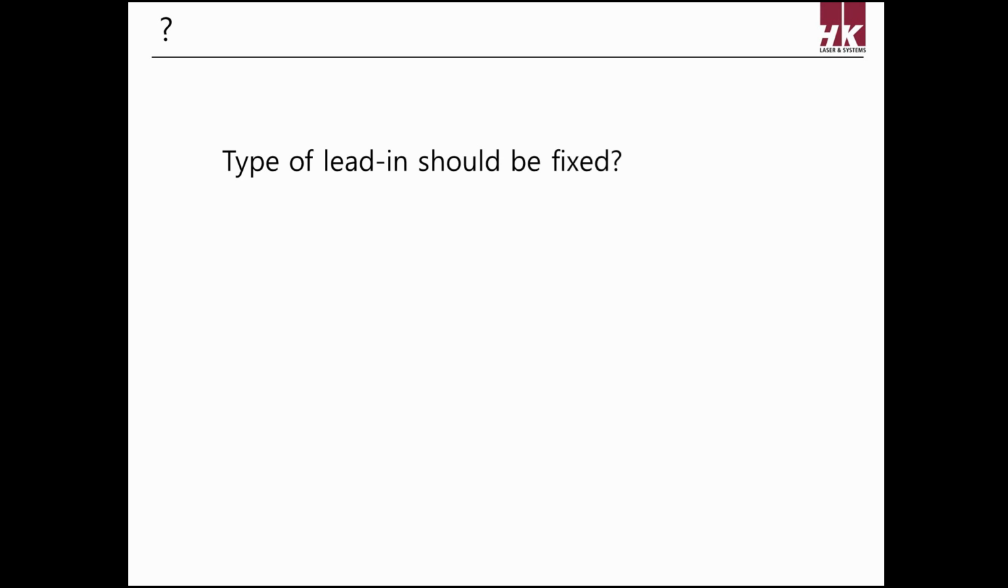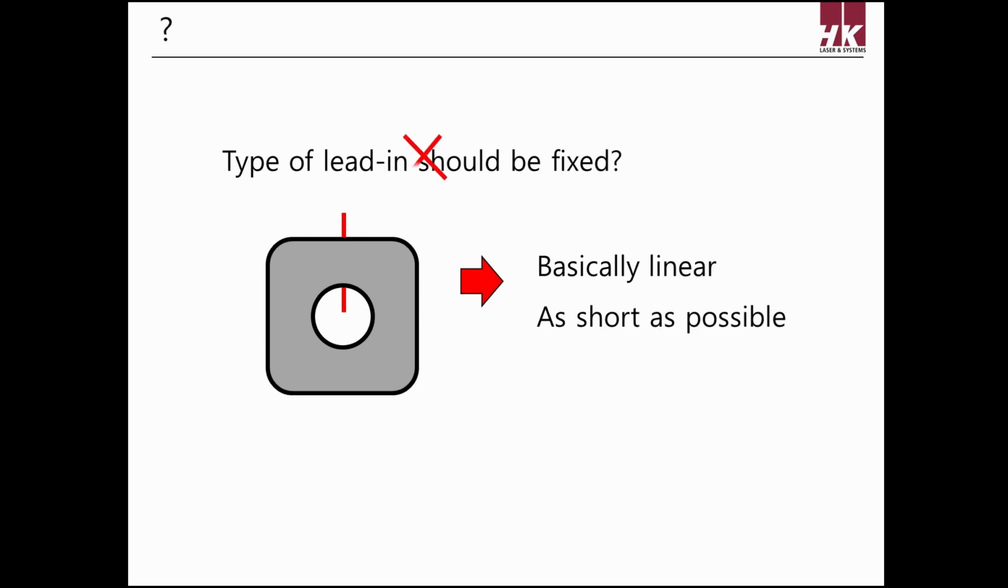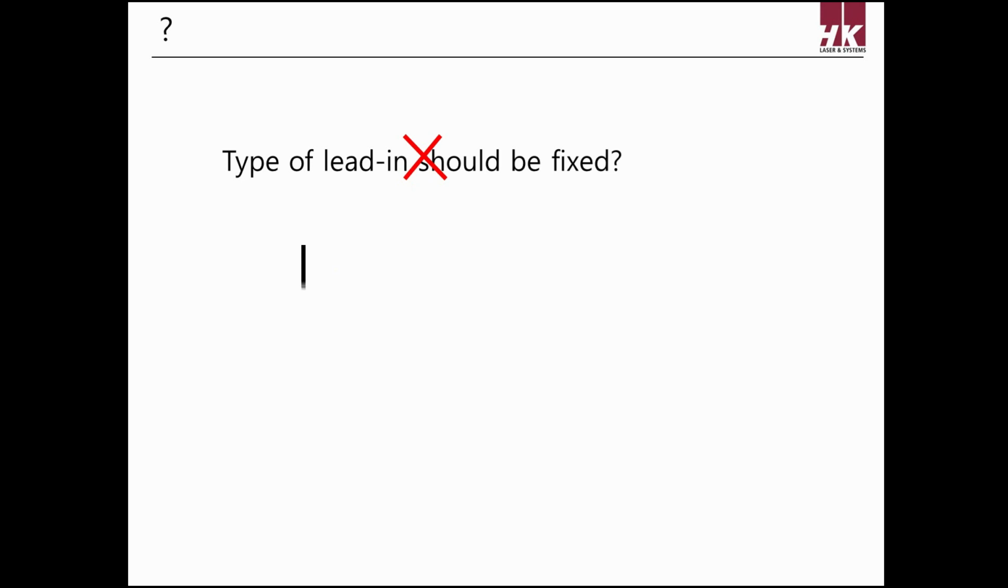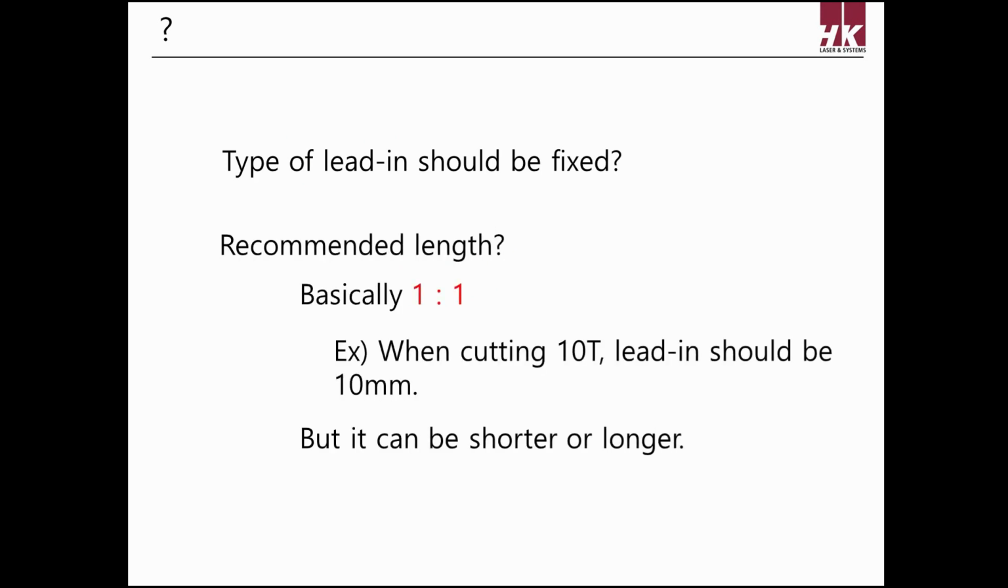Is the type of lead in always fixed? No, it isn't. Depending on the characteristics and shape of the contour, several types can be used: straight lines, curves, diagonal types, etc. And is it better for the entry line to be as short as possible? No, it's better to apply more length for each thickness. A machine has a minimum area for lead in, so use an appropriate length rather than too tight. If lead in is too long, the length can be modified to make it longer or shorter.